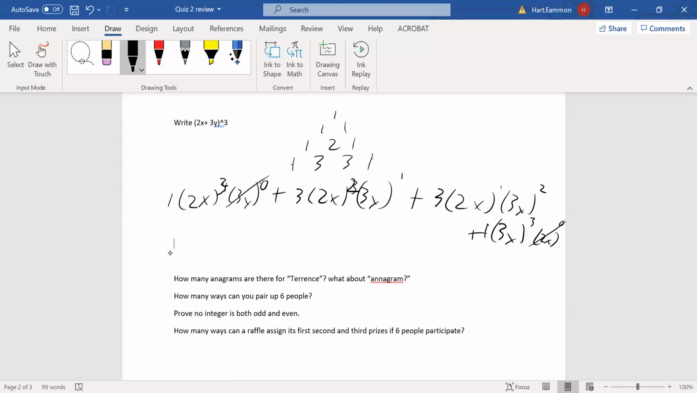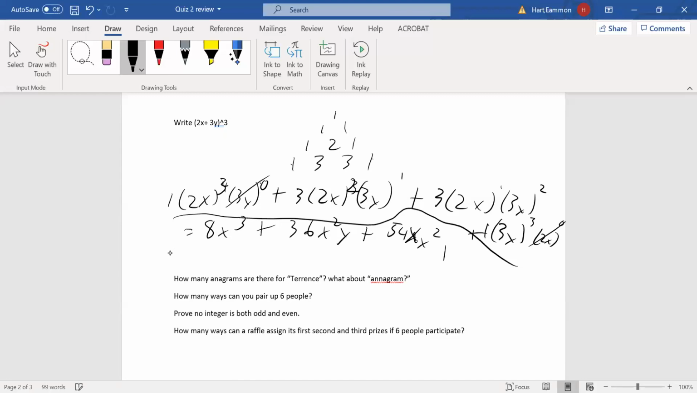So then I look at this guy, and that's going to be 8x cubed, plus this guy is going to be 4 times 9, so that's 36x squared y, plus this will be 54x y squared. Sorry that my x's and my y's look basically the same. Plus 27y cubed. Does that make sense?